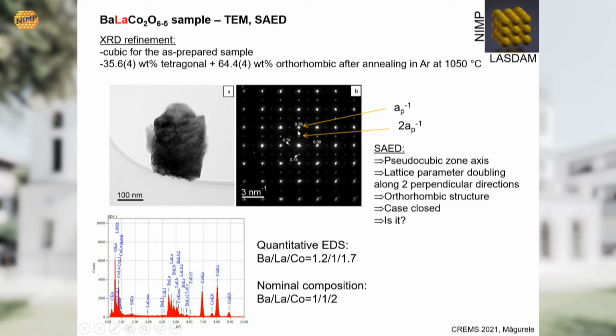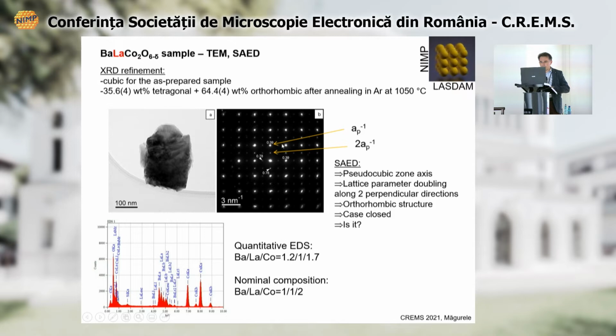These strong spots correspond to distances. For example, here we have 0.39, so 3.9 angstrom, which is nothing else but the interplanar distance characteristic of the simple perovskite. But halfway between the transmitted spot and the 0.39 nanometer spot, we have a weak spot, which indicates a doubling of the lattice parameter along this direction. If we look in the perpendicular direction, we also notice weak spots, suggesting also a doubling of the lattice parameter along the other direction.